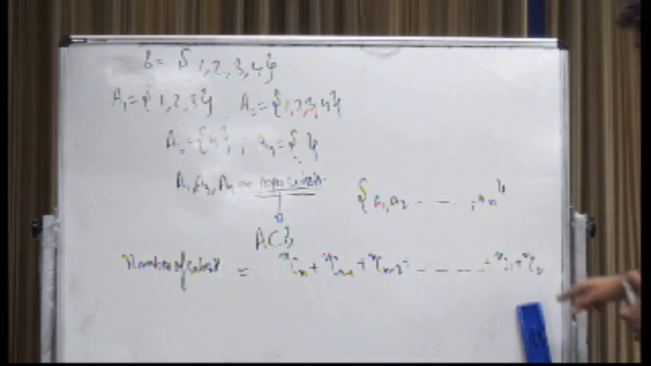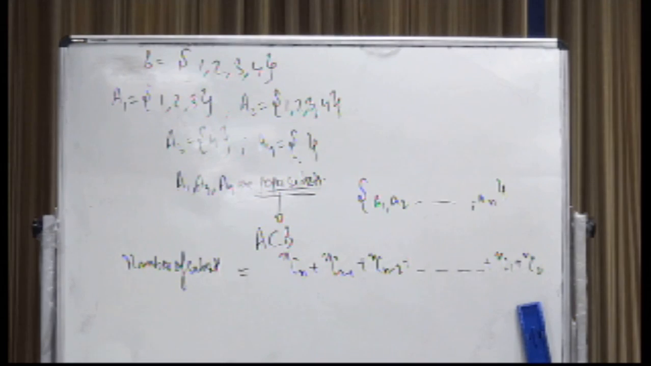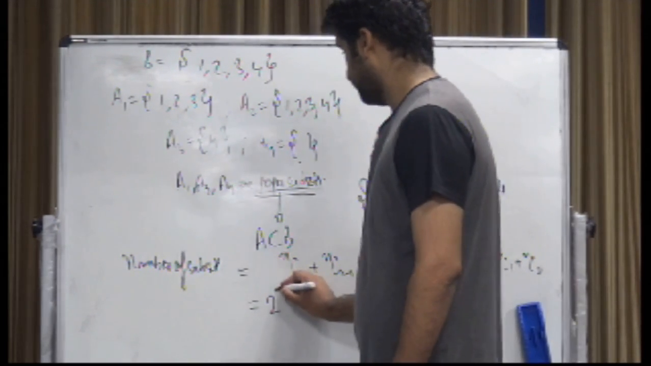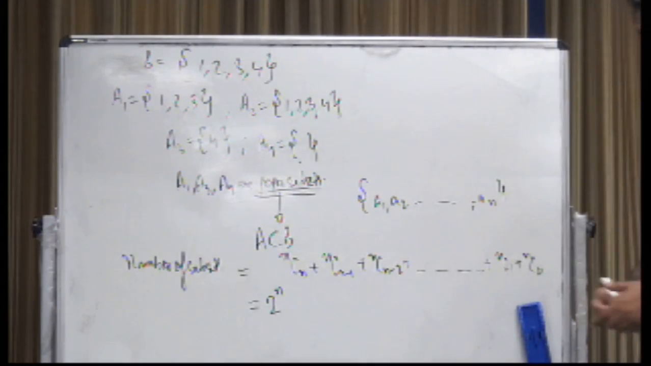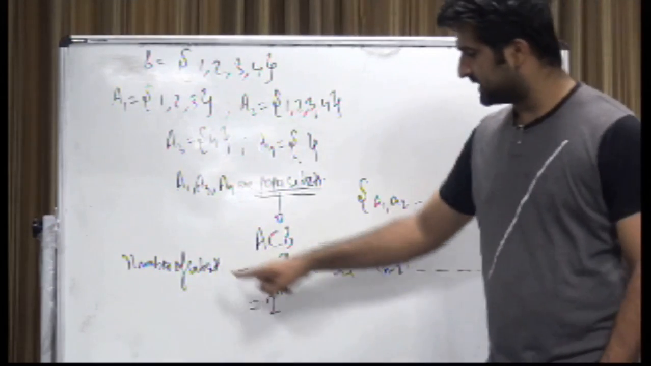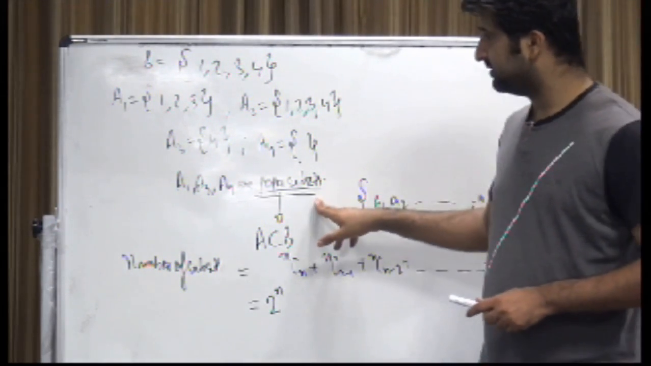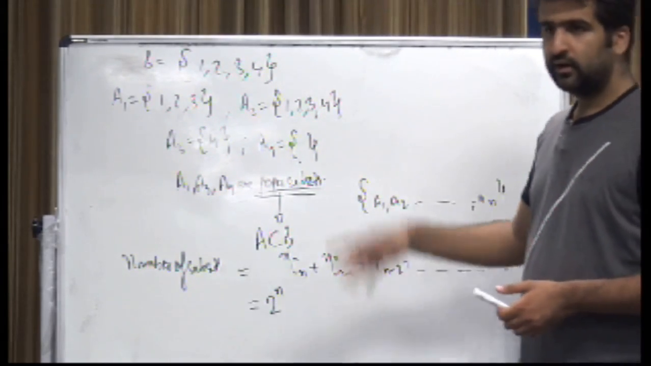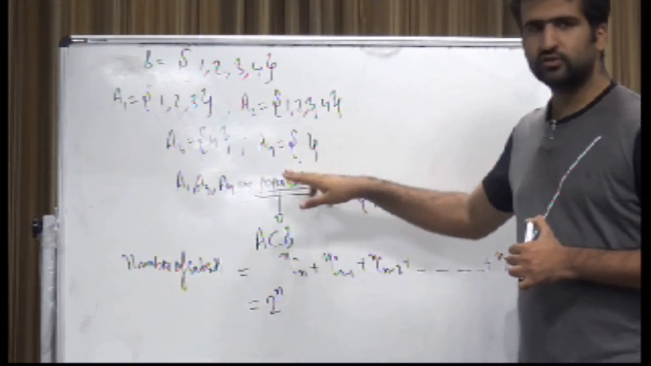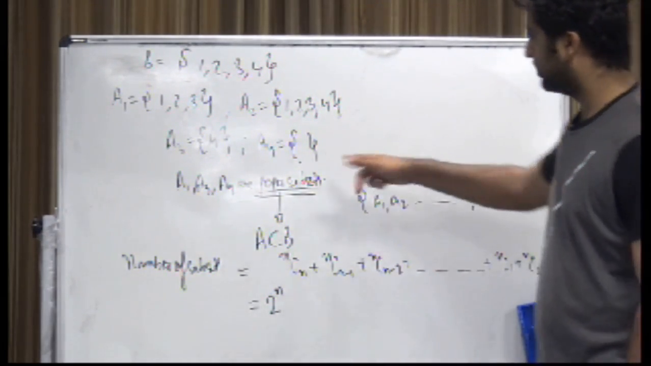Do you remember the sum of this series? It is 2 to the power n, just 2 to the power n. So the total number of subsets will be 2 to the power n. The condition for a subset is that the number of elements should be lesser than or equal to that of the given set. Therefore 0 is also allowed, and the null set is also a subset.